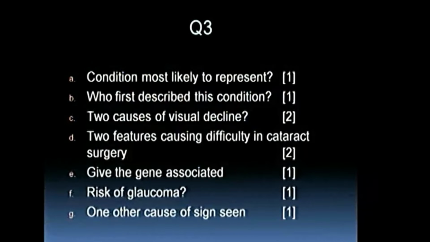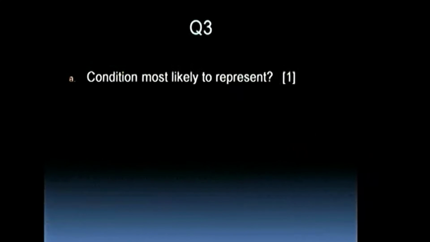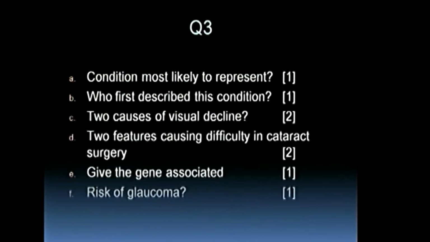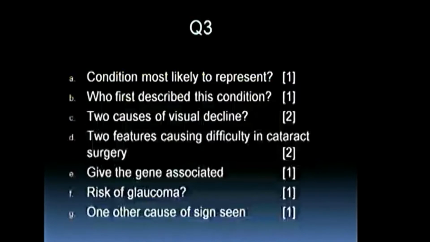And last part, the picture I showed you at the beginning, can you give me one other cause of this kind of appearance? What other condition might cause a similar appearance on gonioscopy, of the feature pointed out by the arrow? A question, okay.